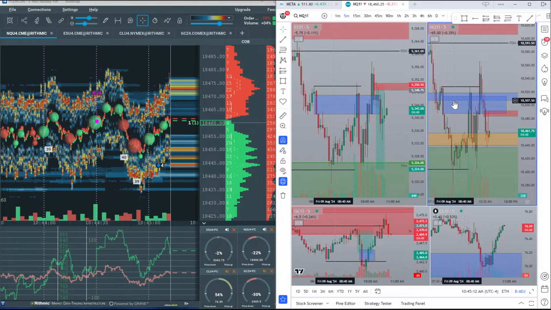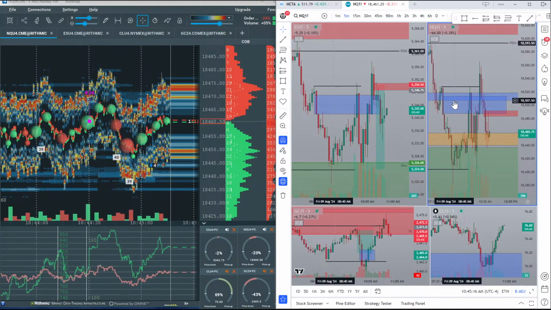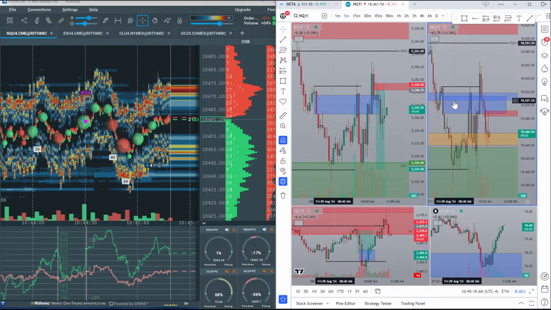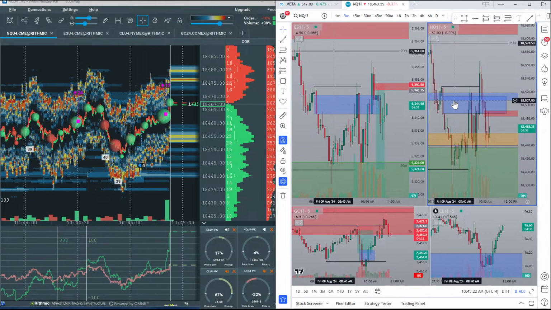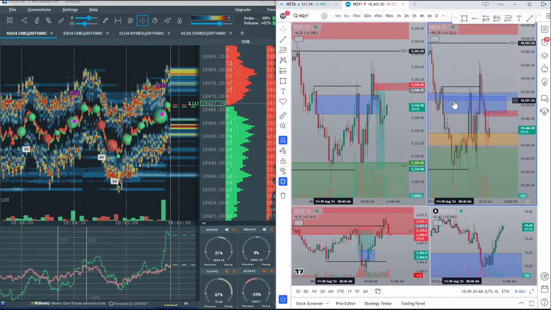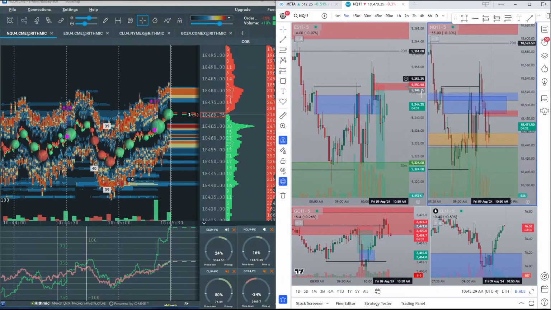All right, gold short. First possible target 2468.5. Then we have a volume node at 67 even. Let's see.